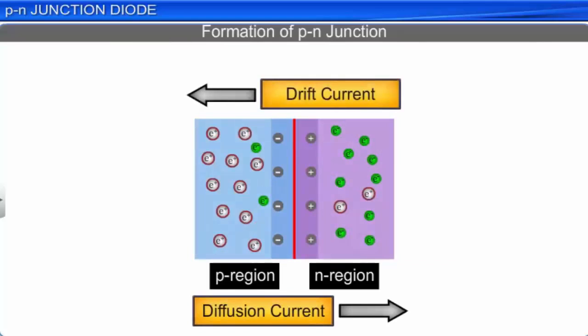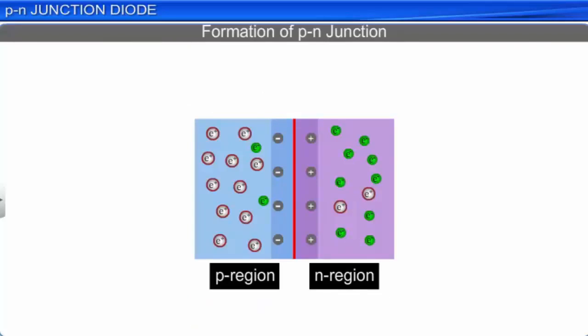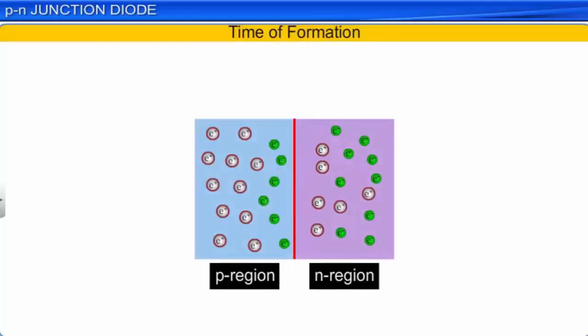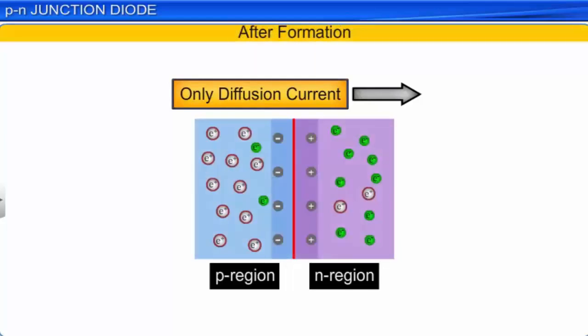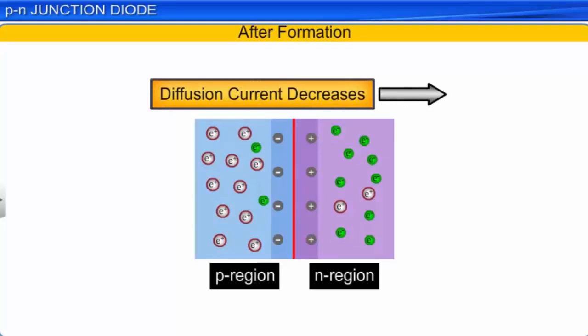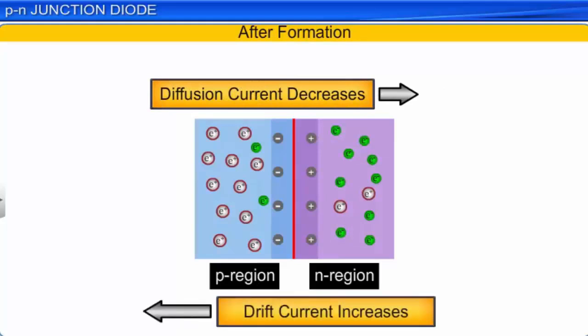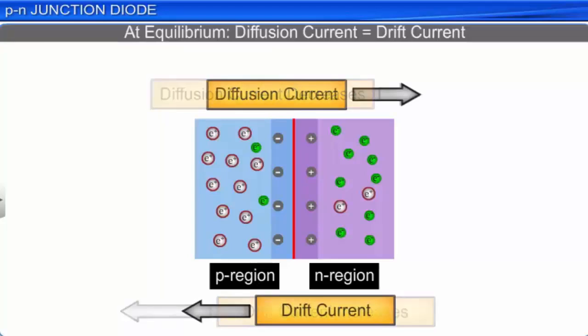We have to remember that at the time of formation of the p-n junction, there is no depletion region. Thus, there is a high diffusion current but no drift current. As the depletion region gets formed, the diffusion current decreases and the drift current increases. In steady state, the diffusion current and drift current become equal in magnitude and there is no transfer of charge at any cross-section. Thus, a crystal with p-n junction in an isolated state is electrically neutral.